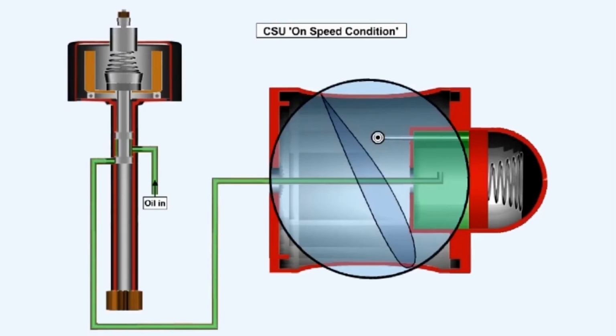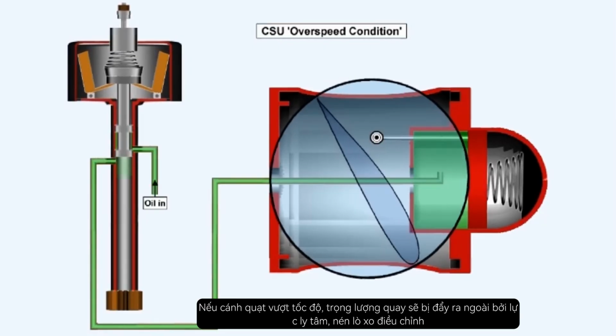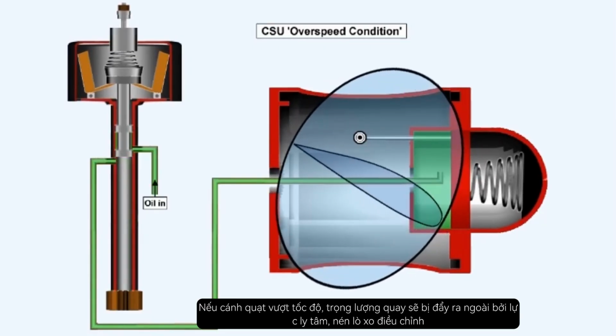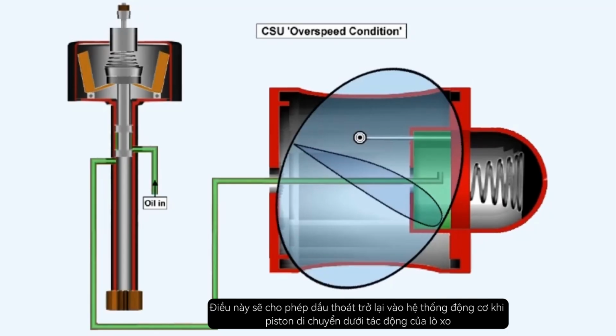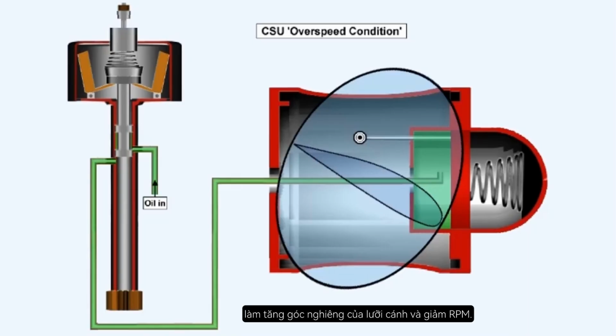If the propeller is overspeeding, then the flyweights will be forced outwards by centrifugal force, compressing the speeder spring and allowing the landed valve to move upwards. This will allow oil to drain back into the engine system as the piston is moved under the force of the spring, coarsening the blade pitch, causing an RPM decrease.